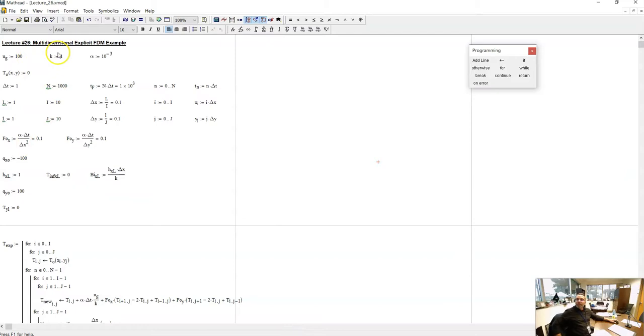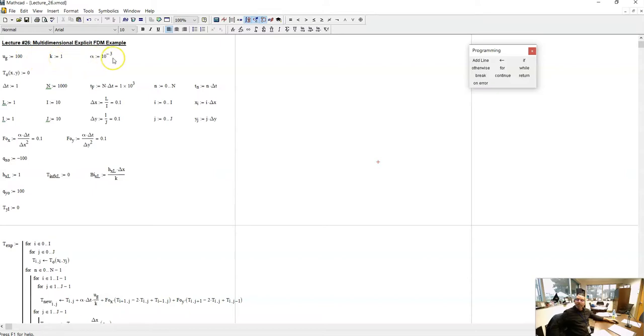So in this lecture, we are illustrating a multidimensional explicit finite differences method example, FDM example. These are the parameters that I actually just wrote. The generation term is 100, and in SI units that will be watts per meter cube. K is equal to 1, and in SI units that will be watts per meter Kelvin.